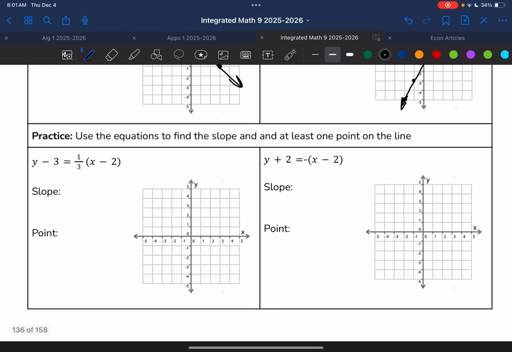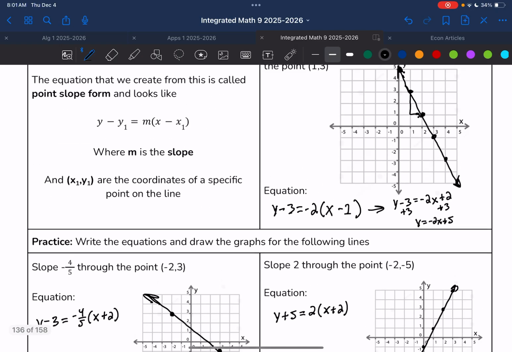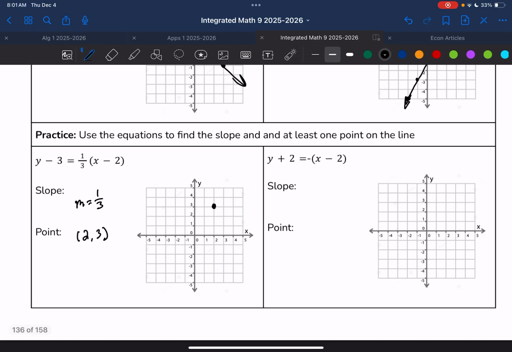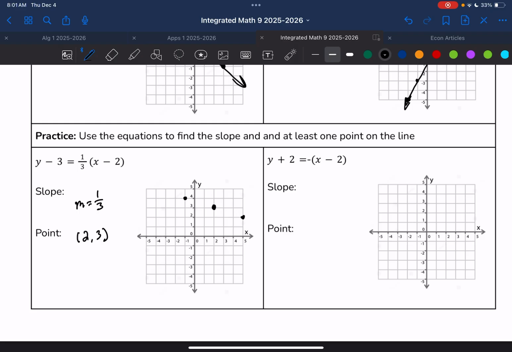All right, and now these ones, we have the equation, and so it wants us to write the slope, name the point that it runs through, and then graph it here. So here, our slope would have to be 1/3, because that's where the m in our formula is. And our x1, y1 is going to be 2, 3. So when we graph this, we go to 2, 3, and we're going to have a slope of 1/3. That's going to look like this.